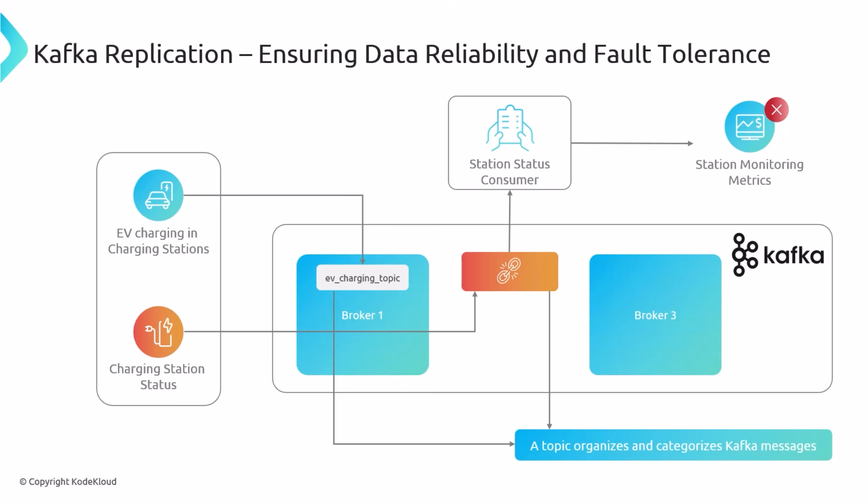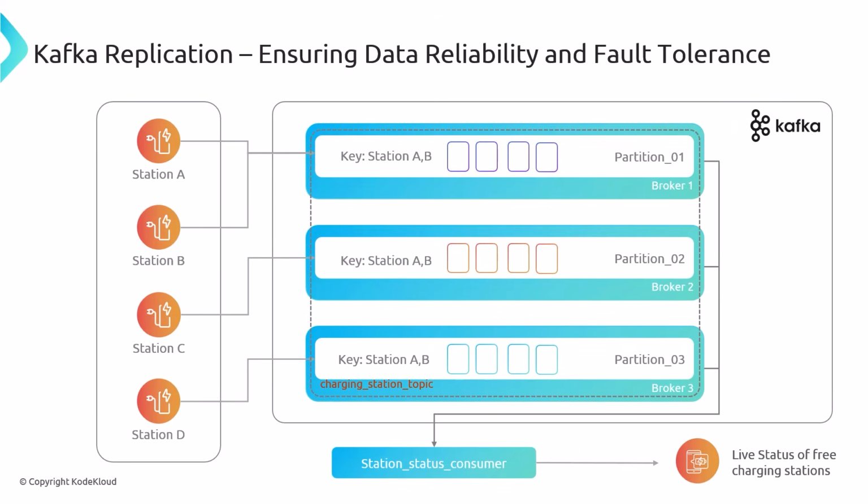So let us convert this to again the architectural diagram that we had. So we have station A, B, C and D, and we are going to focus on station A and B. Station A and B are sending data to the charging station topic. They have partition 1, 2 and 3. Now what happens if a particular partition actually goes down because of a broker issue?